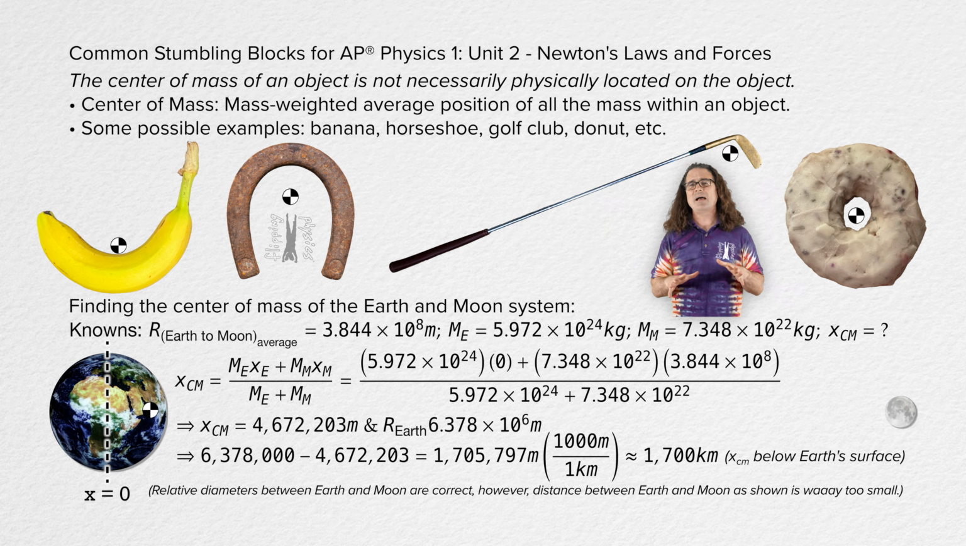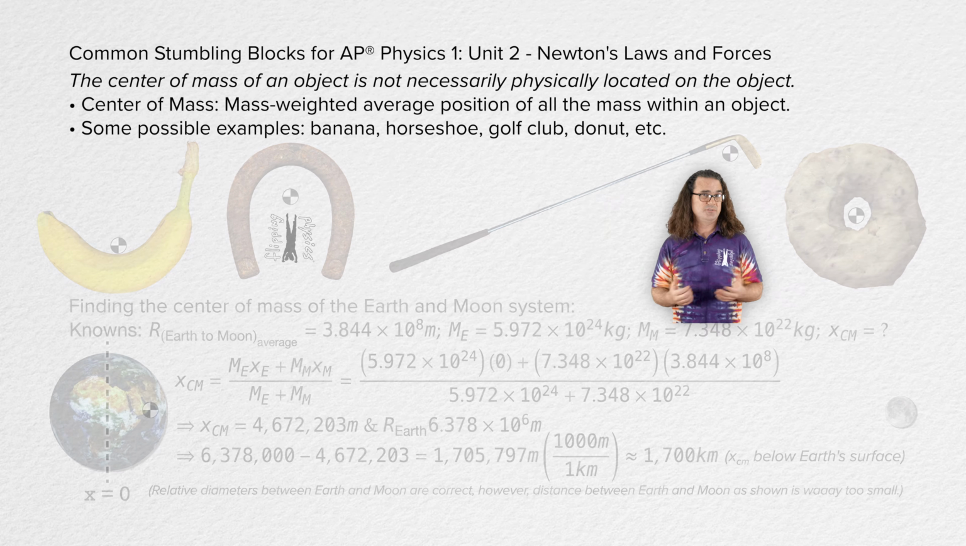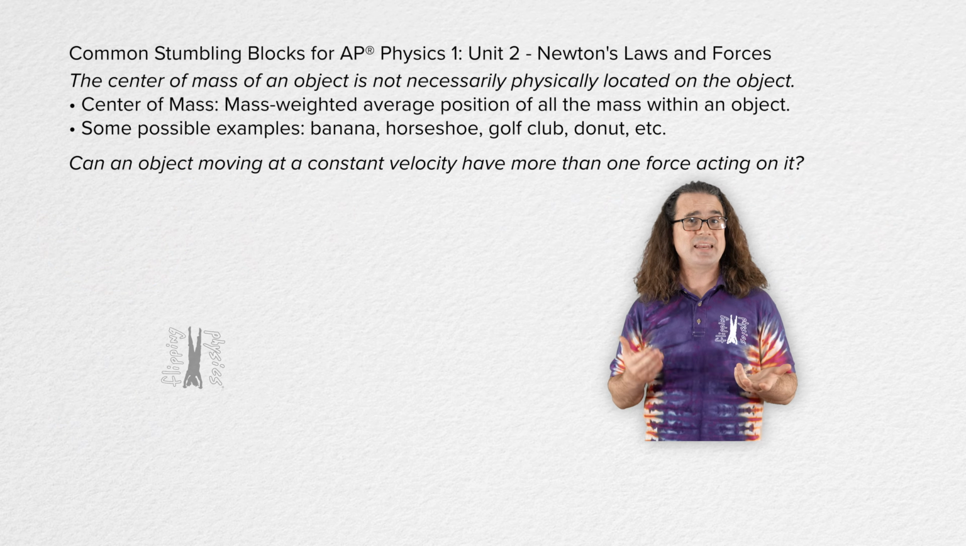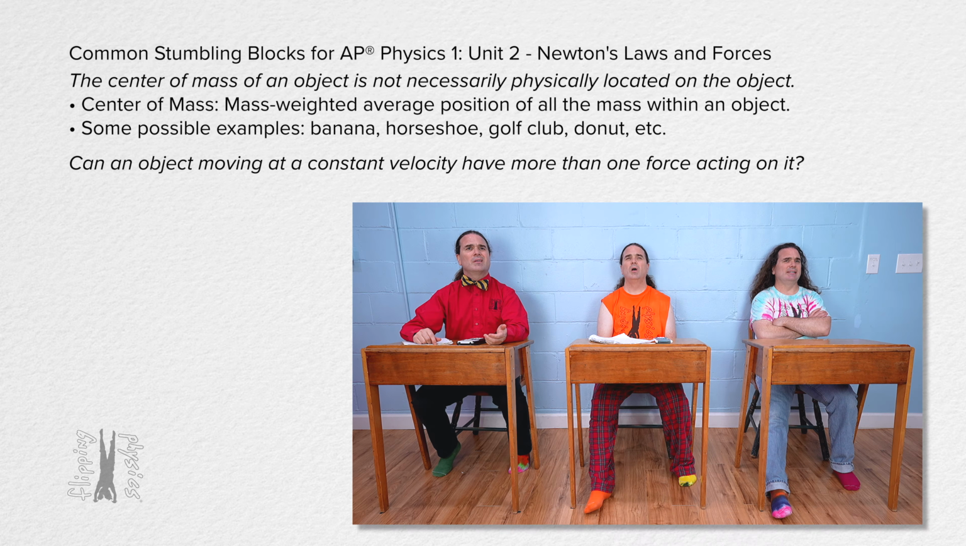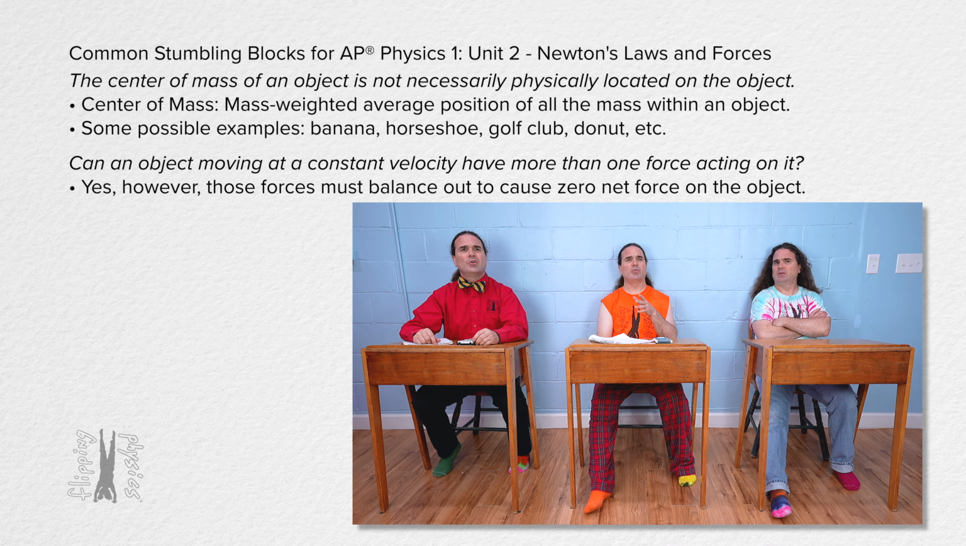Good. Now, I'm going to ask y'all a few questions. Can an object moving at a constant velocity have more than one force acting on it? Yes. However, those forces must balance out to cause a net force of 0 on the object. That will make the acceleration of the object 0 and mean the object is moving at a constant velocity.